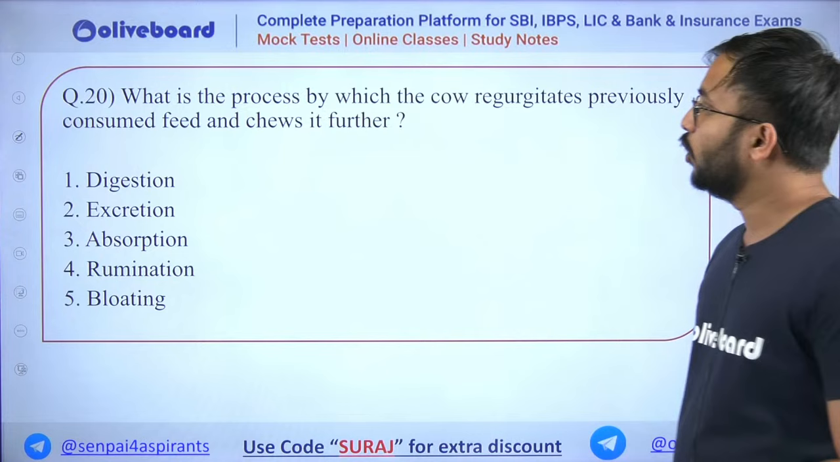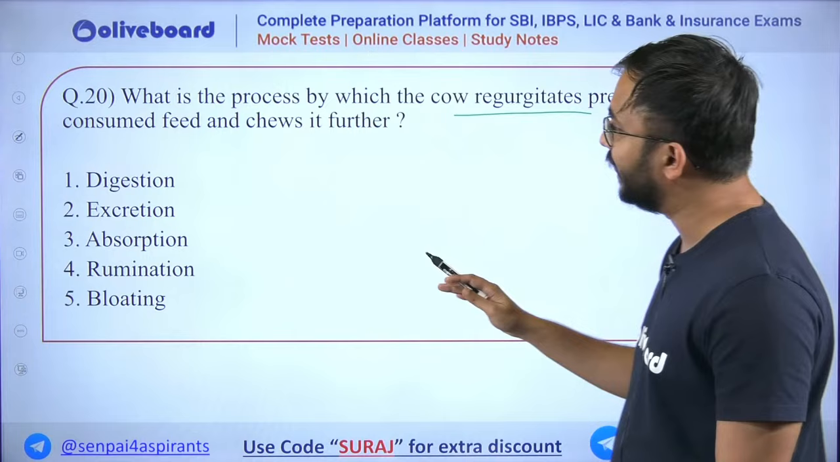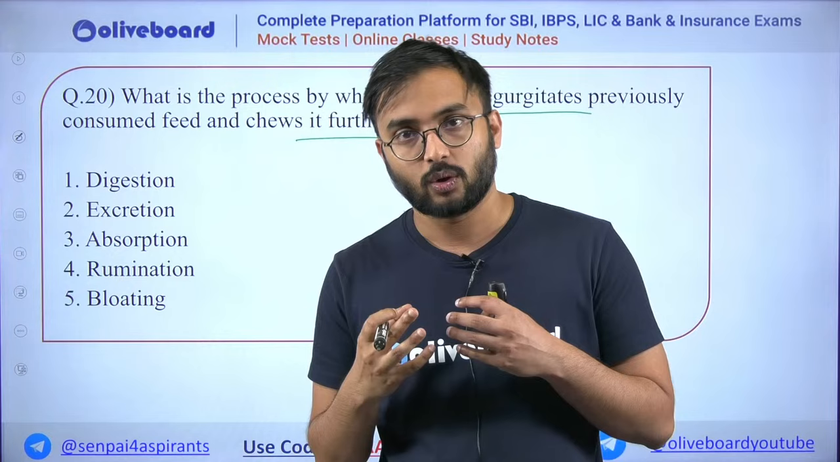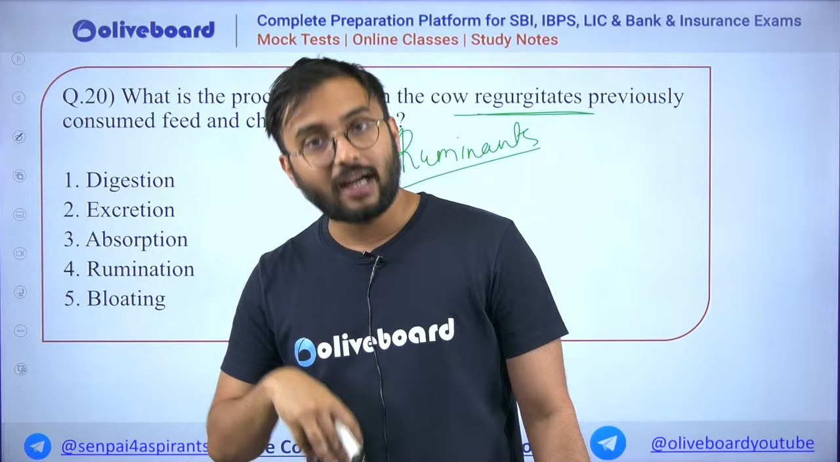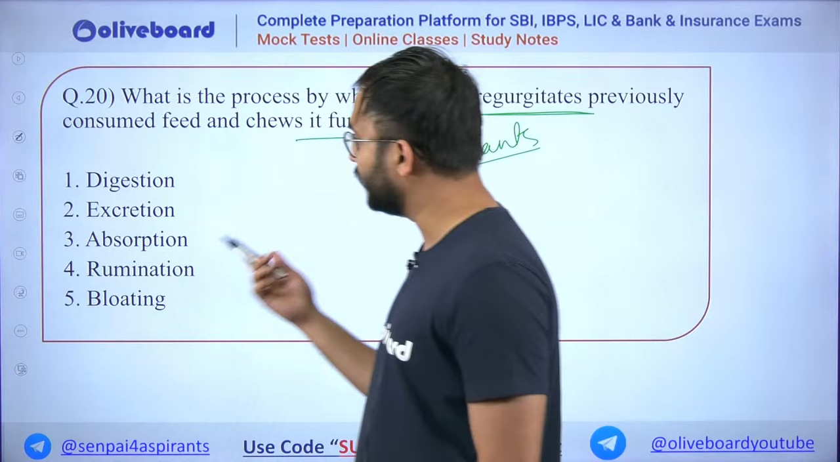What is the process by which a cow regurgitates previously consumed feed and chews it further? That means cows, buffaloes, cattle, what do they do? They eat the food, and these are called ruminants. Ruminants regurgitate. They eat, they swallow, then they bring the food back and chew it again, a second time. So what is this called? Digestion, excretion, absorption, rumination or bloating? I told you ruminants, so rumination will be the answer.